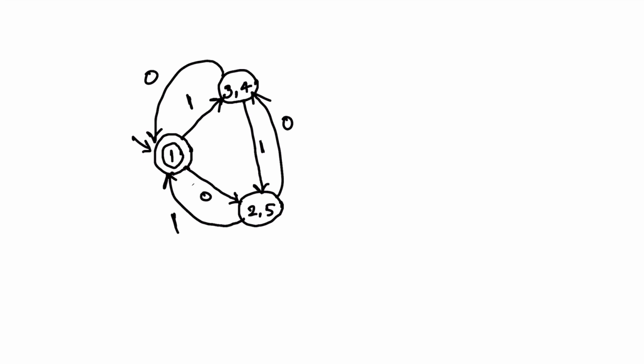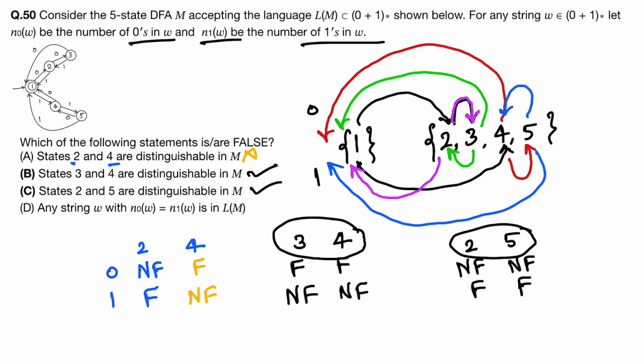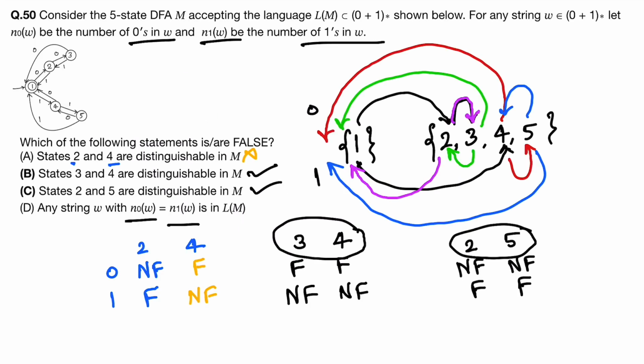So what is the last option? Any string w with the number of 0s in w equal to the number of 1s in w is in this machine's language L(M). So see here, all 0s and 1s, this starts with 1 and then ends with 0, and it's continuous. You can't take any case where the number of 0s is not equal to the number of 1s. So this statement is true, so this is not false. You can check any condition by taking any case.